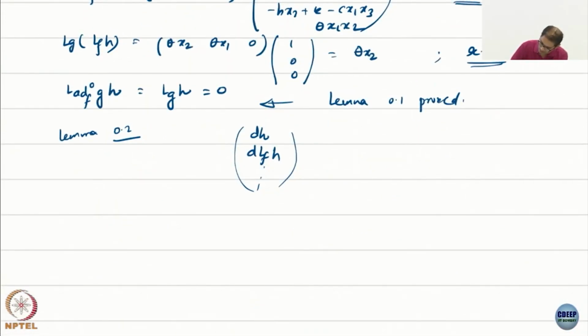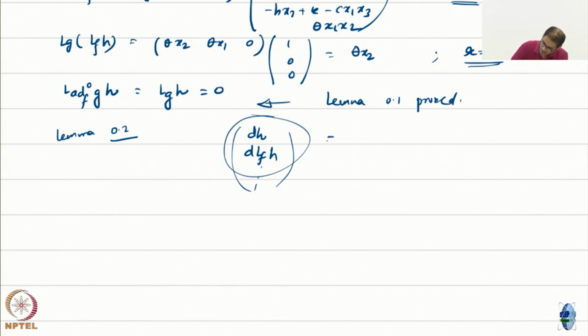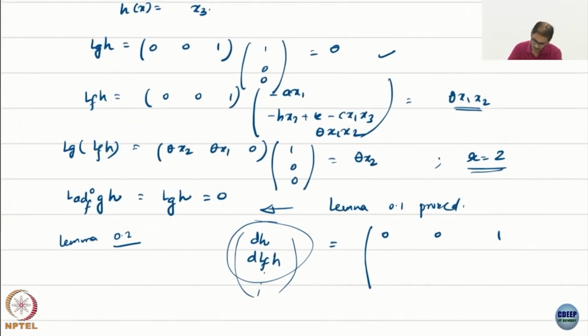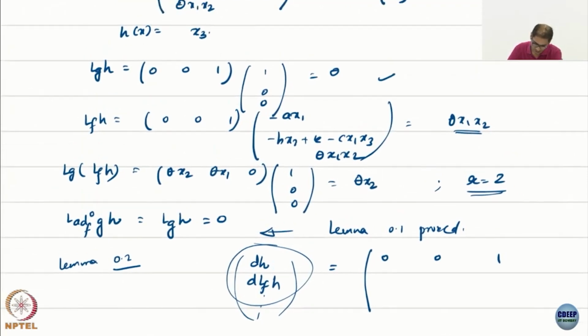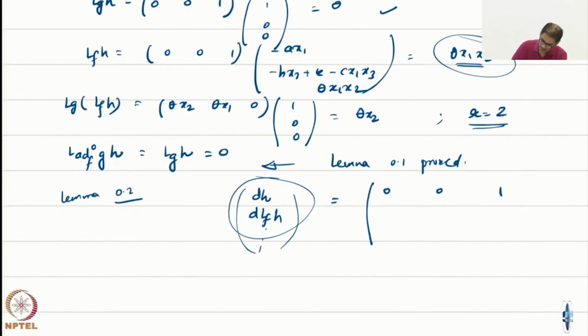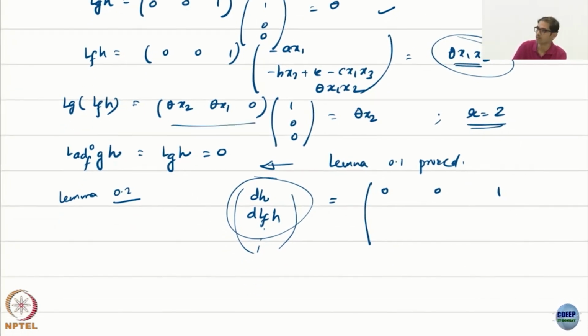So I just have to compute this much: dh and dLfh. What is dh? We've already done this. It's 0 0 1. What is dLfh? Did I get this right? Yeah, dh is correct. Lfh is this guy. What is the d of that? We've already computed that also. Yeah: theta x2, theta x1, 0.